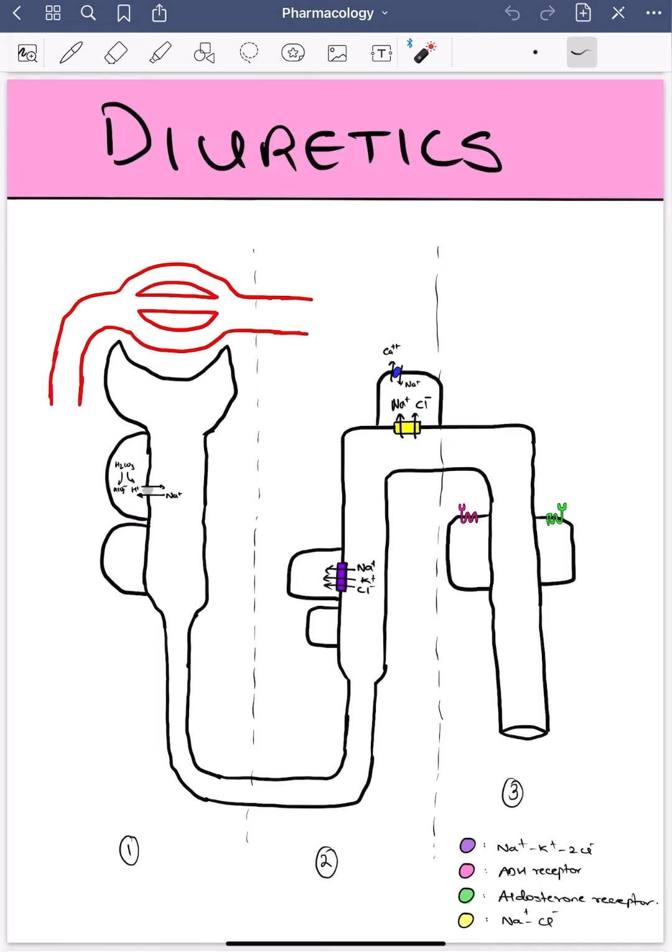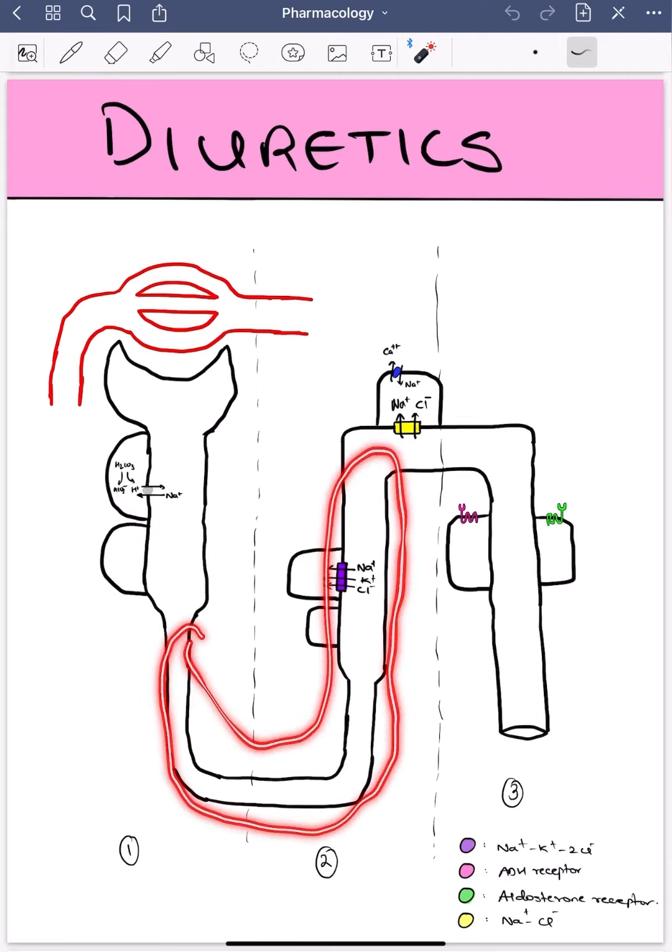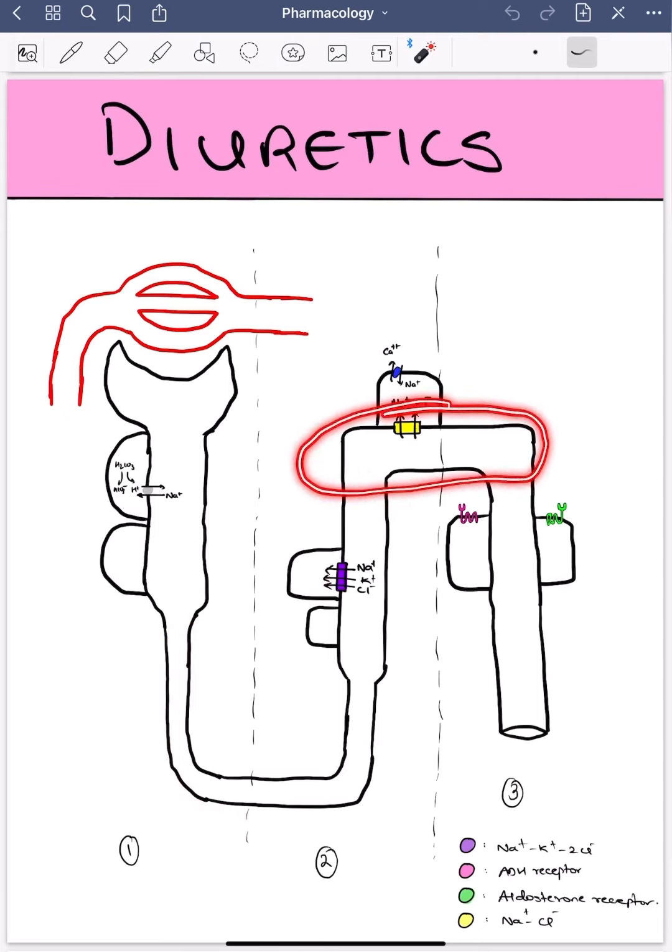So here we have a simplified picture of the nephron showing the Bowman's capsule, the proximal convoluted tubule, the descending and ascending loop of Henle, the distal convoluted tubule, and the collecting duct. Now the reabsorption of water and solutes takes place across the entire nephron, but there are two most important sites where the reabsorption of sodium takes place.